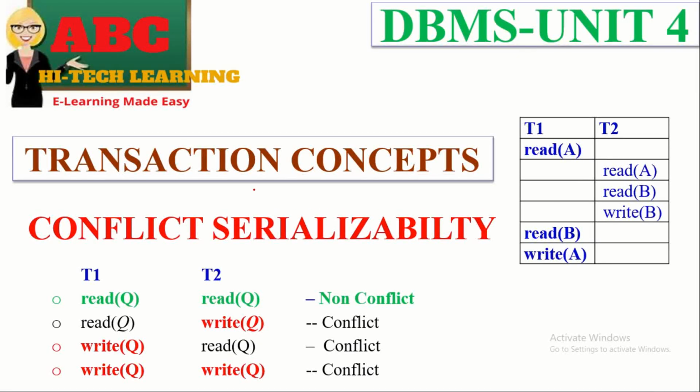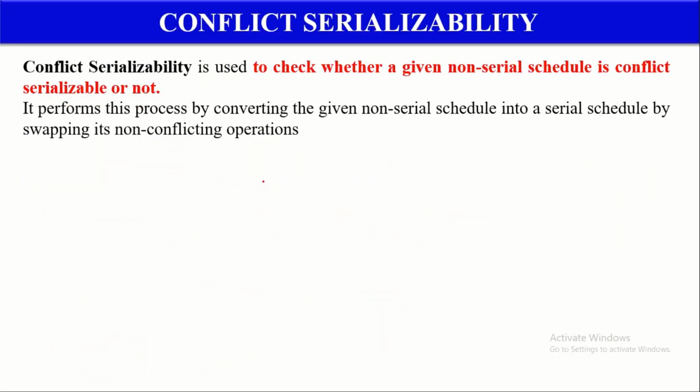Hello viewers, in this video we are going to discuss the conflict serializability concept in transaction concepts. Conflict serializability is used to check whether a given non-serial schedule is conflict serializable or not. It performs this check by converting the given non-serial schedule into a serial schedule by swapping its non-conflict operations.